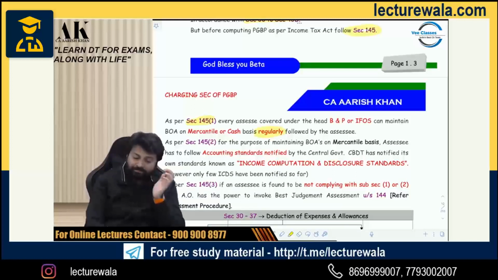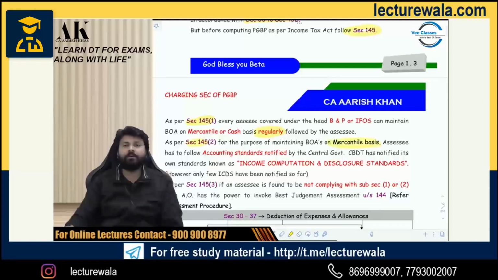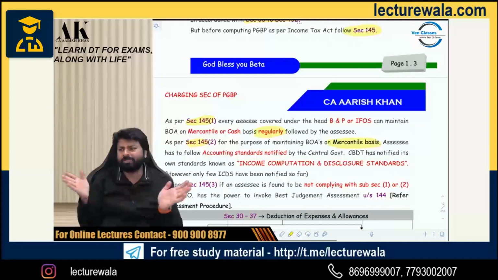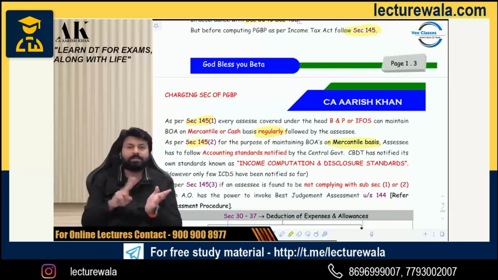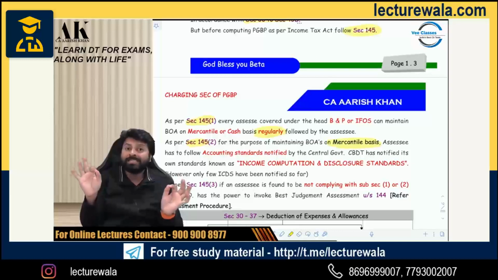Second subsection tells you, if you follow mercantile system, then you have to follow accounting standards notified by CBDT, which is what? ICDS. You have to follow Income Computation and Disclosure Standards. Earlier, we used to follow accounting standards given by ICAI, given by our institute. But now, we are not supposed to follow the institute's accounting standard in tax. In tax, we are supposed to follow the ICDS given by CBDT. So, subsection 1 tells you, you have two options, mercantile, cash, but regularly. Subsection 2 tells you, follow ICDS.